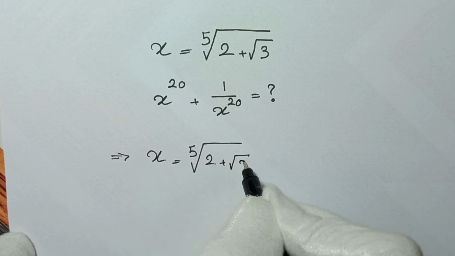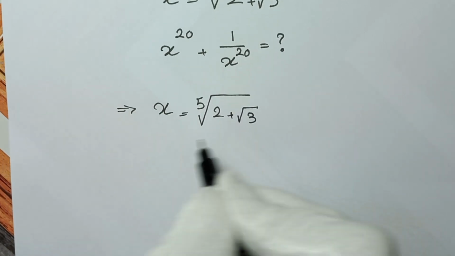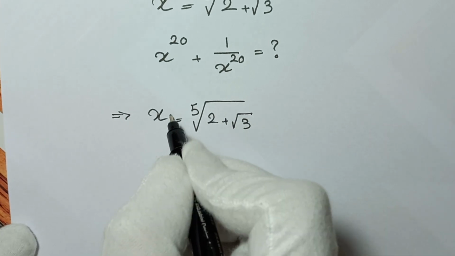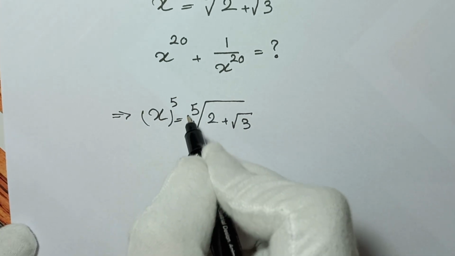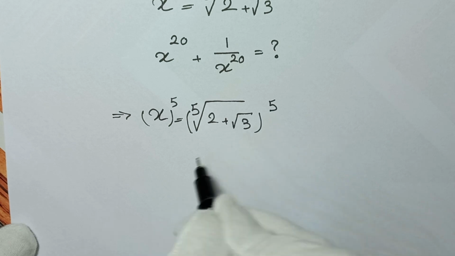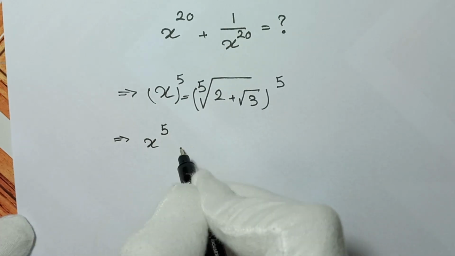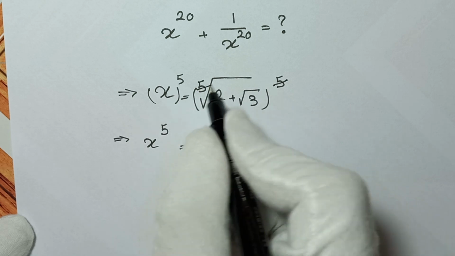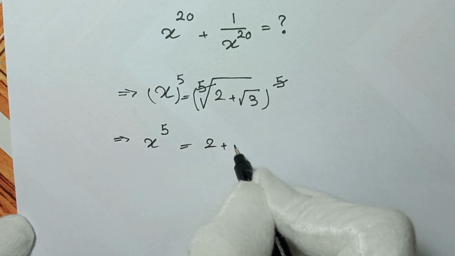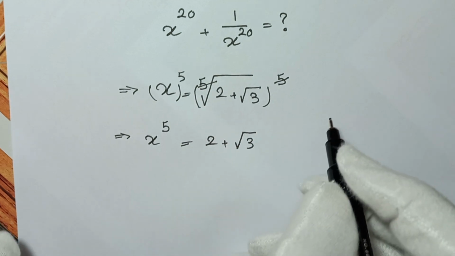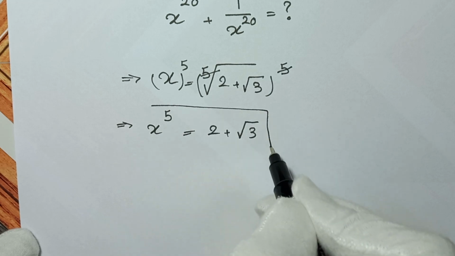And next step, we raise both sides of this equation to the power of 5. So this to the power of 5 and this to the power of 5, and it will be x to the power of 5 equals, in here this will cancel this, and we have 2 plus the square root of 3. So we let this be equation 1.